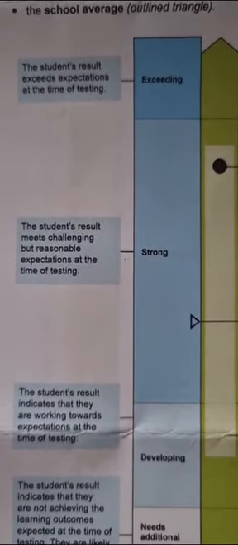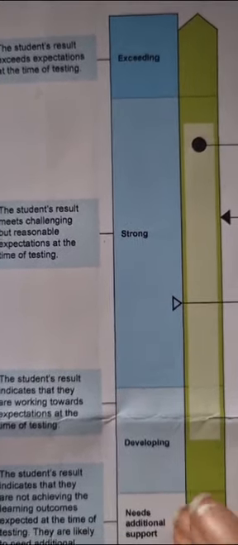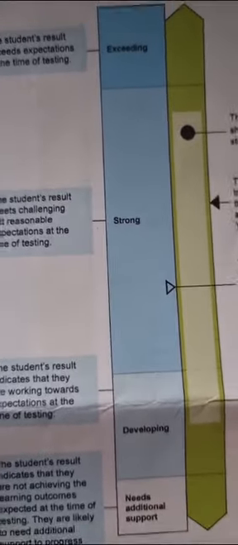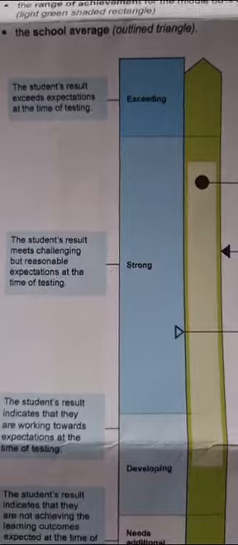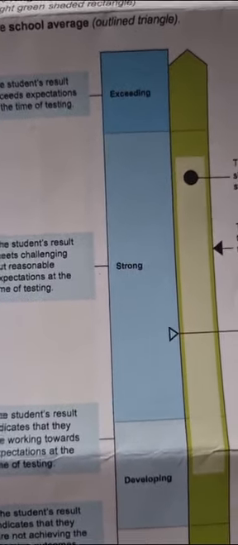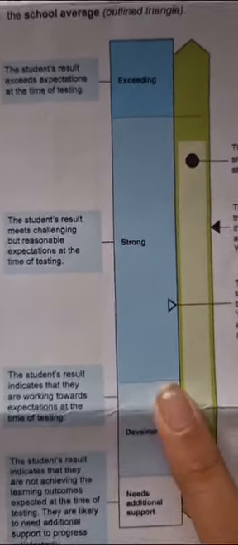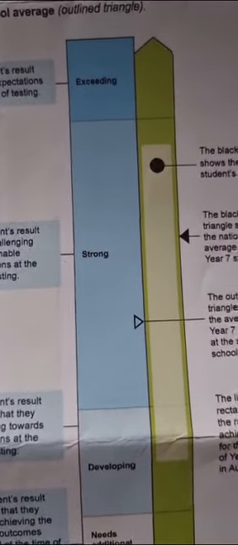Aim for exceeding if they're not getting it. So if they're getting developing, they should aim for strong. If they're getting strong, they should aim for exceeding. Now, from my perspective, I feel like in order to pass, you have to get higher than developing. So yeah.